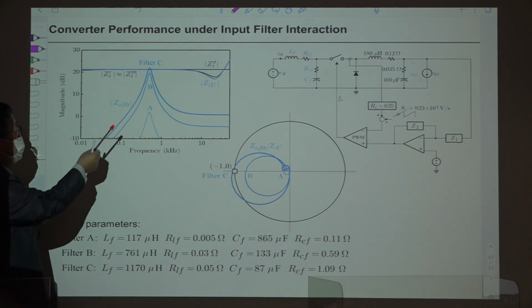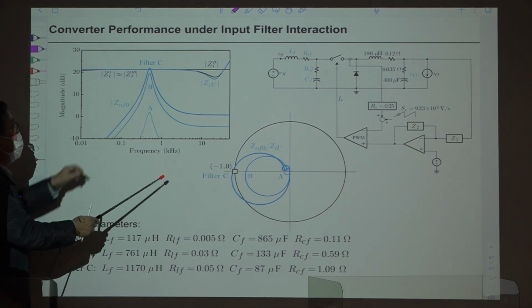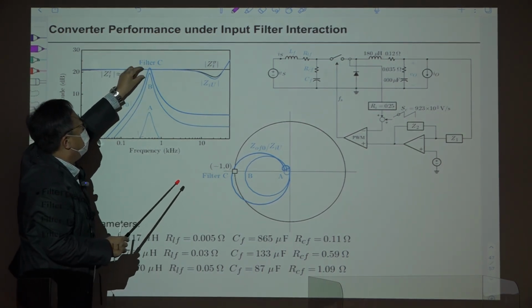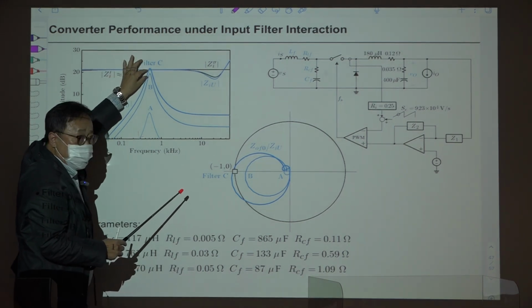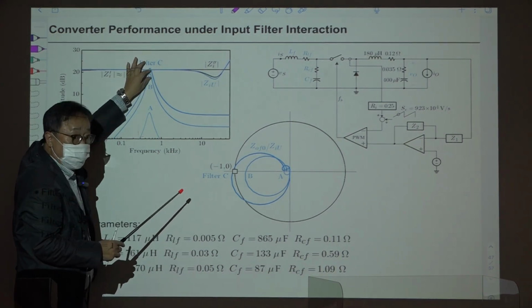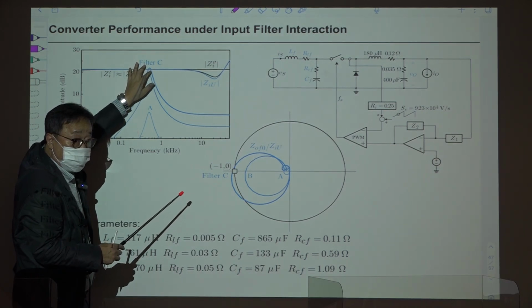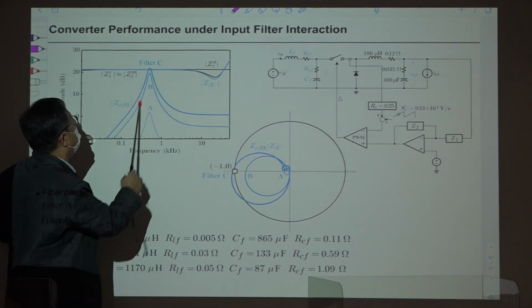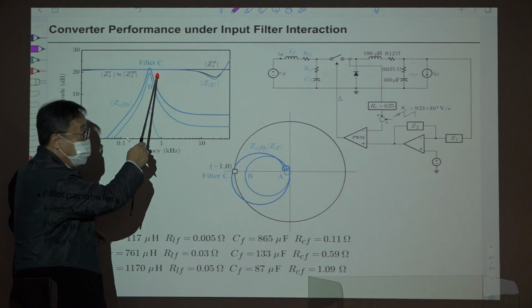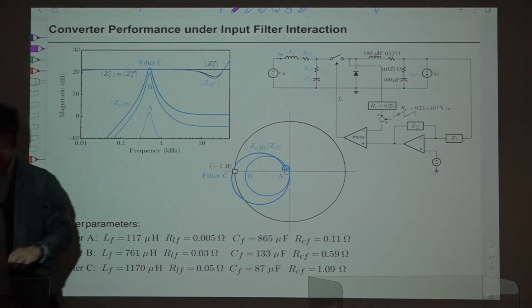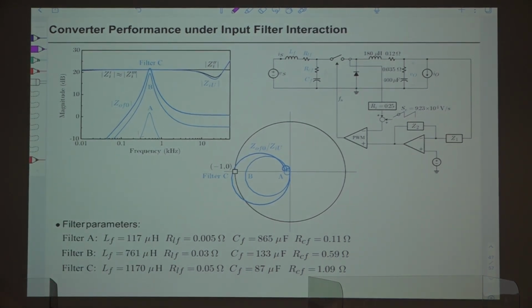And this is the middle one, B, but they are very close. Okay, so there is a very small margin. So this converter is nearly unstable, but still stable. Okay, and the final case, there is overlap at this frequency range. So this is unstable overlap. Typical example of unstable overlap.